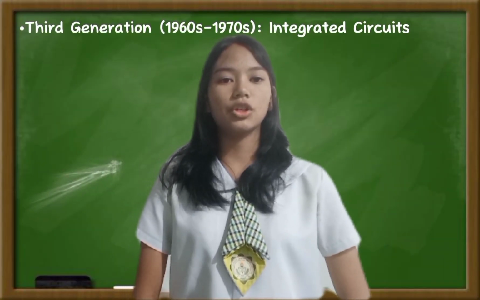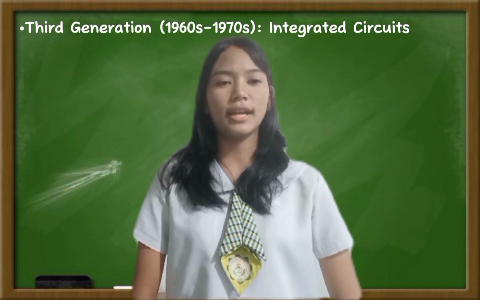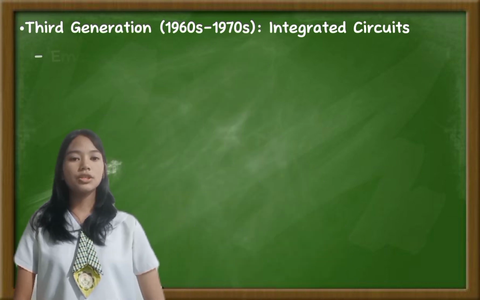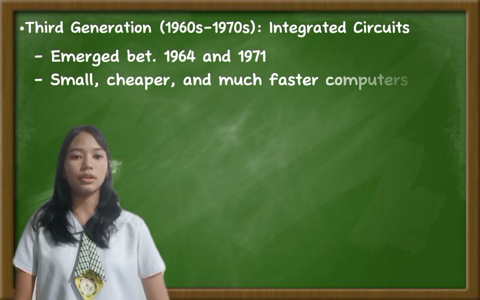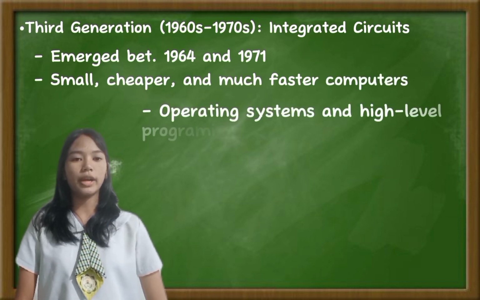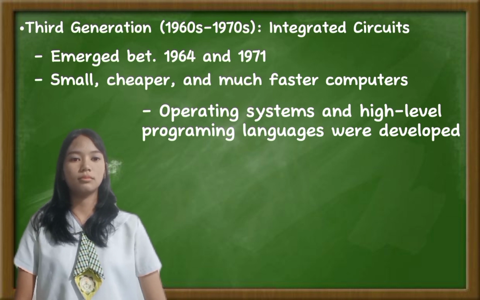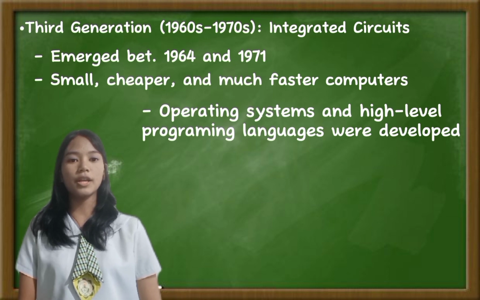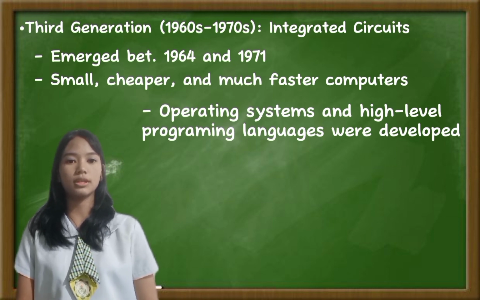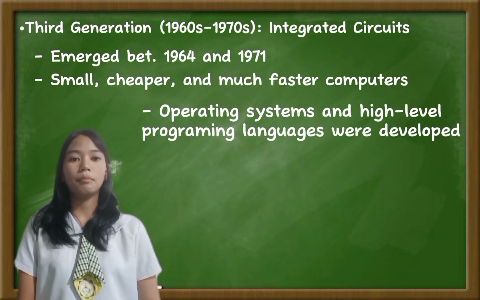The third generation of computers emerged between 1964 and 1971. This generation used microchips or integrated circuits, making it possible to create smaller, cheaper, and much faster computers. The third generation of computers was much faster than previous generations, with computational times reduced from microseconds to nanoseconds.